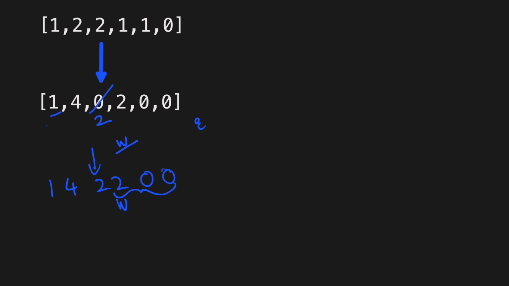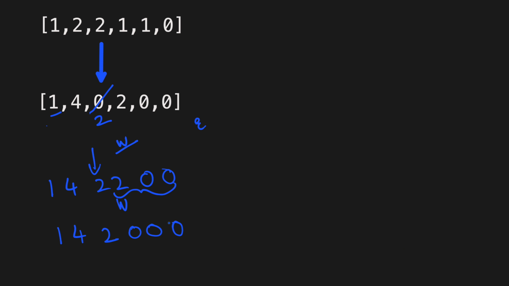If there are any remaining non-zero elements in this part, they would have already been set on the left side of the right pointer. So we will iterate from right pointer to the end of the array and set all the values to 0. So now our array becomes 1, 4, 2, 0, 0, 0. And this will be our answer.